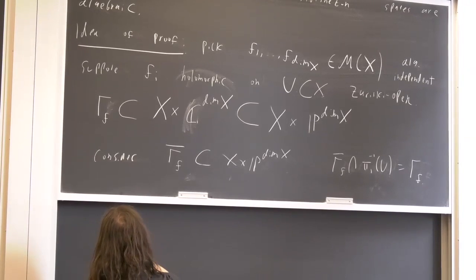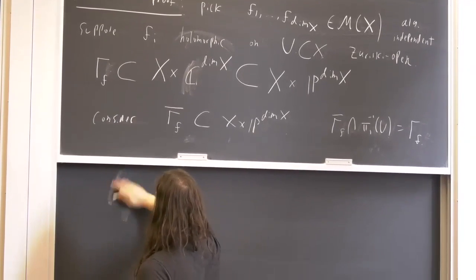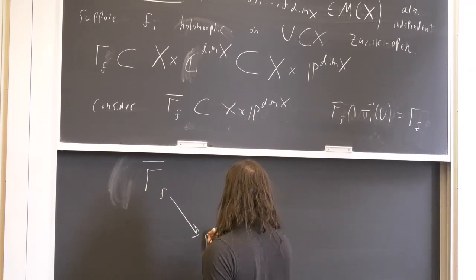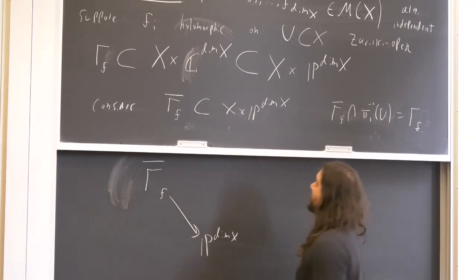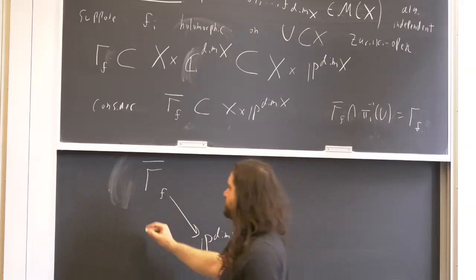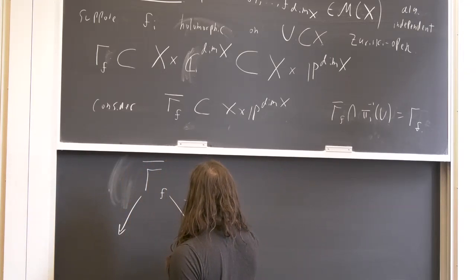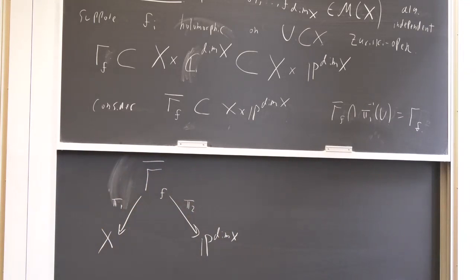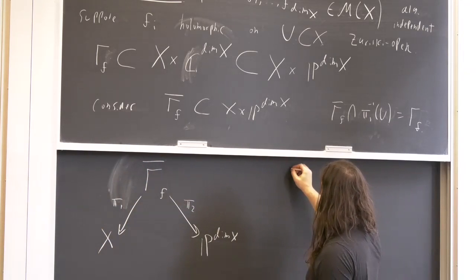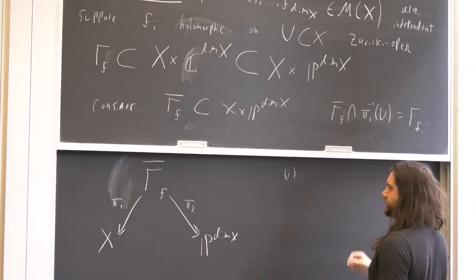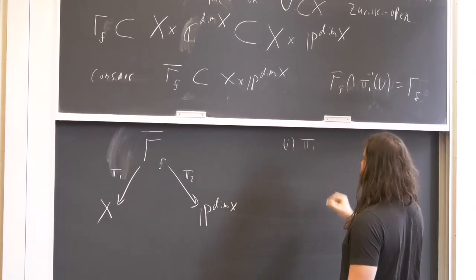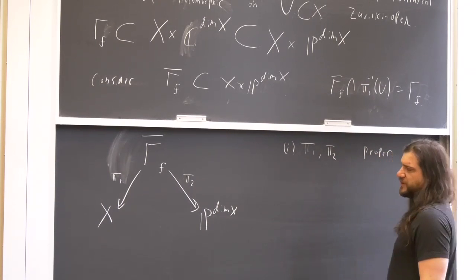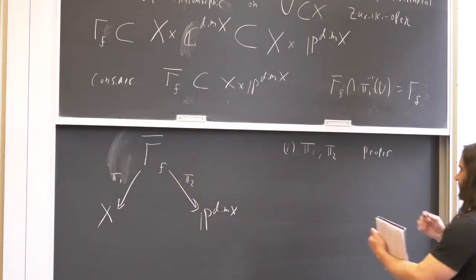And you have this picture where there's a little bit more room. If you look at this closure, on the one hand, it maps down to this projective space. So this is pi2, this is pi1. On the other hand, it maps down to X. And we have the properties that pi1 and pi2, first of all, are proper, because everything involved is a compact space. There's no escaping to infinity anywhere here.